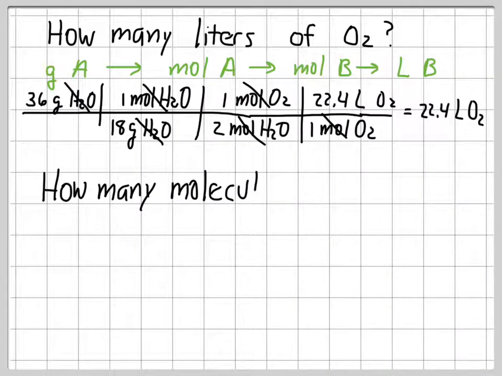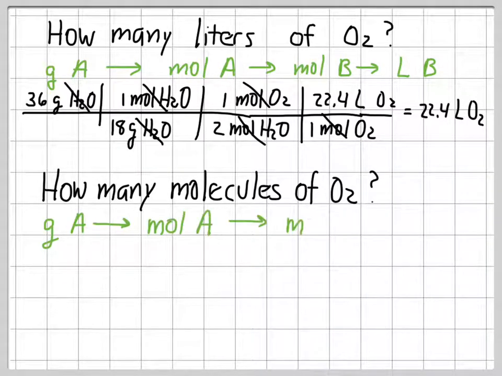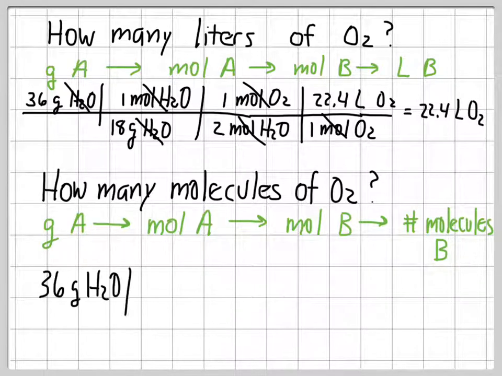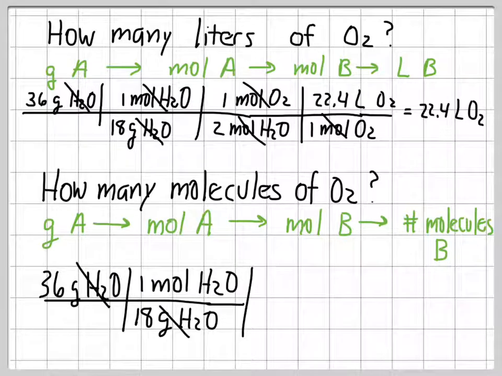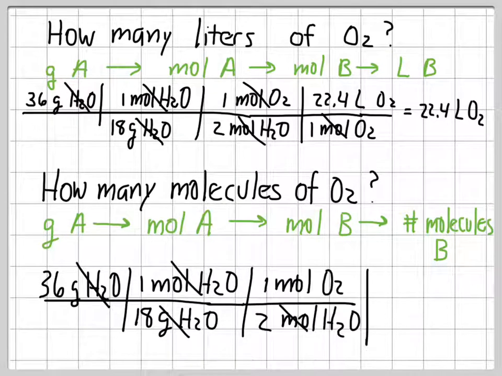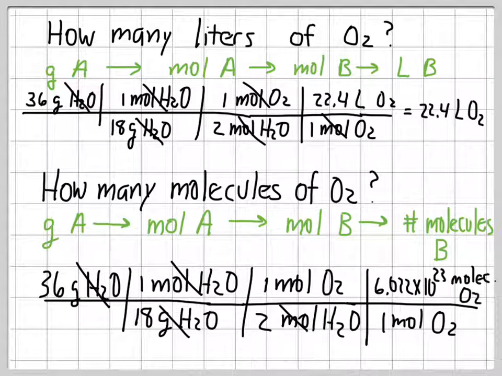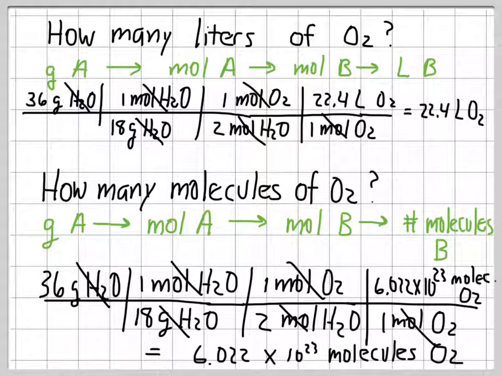Let's do one more. How many molecules of oxygen from 36 grams of water? The way we'll work our way through the map is grams of water to moles of water, to moles of oxygen, to number of molecules of oxygen. 36 grams of water is 2 moles of water. This is the same. Coefficient ratio, 2 moles of water to 1 mole of oxygen. Again, you're using factor label to do this. And finally, we need to figure out the number of molecules by using Avogadro's number. 6.022 times 10 to the 23rd molecules of oxygen.